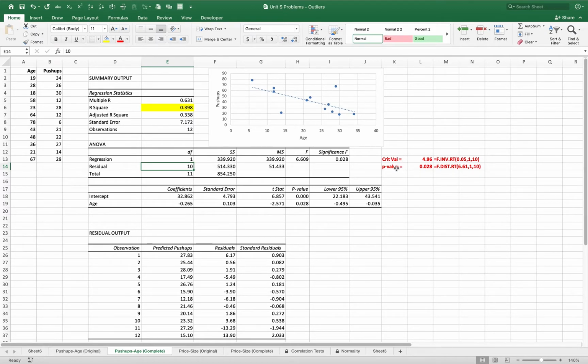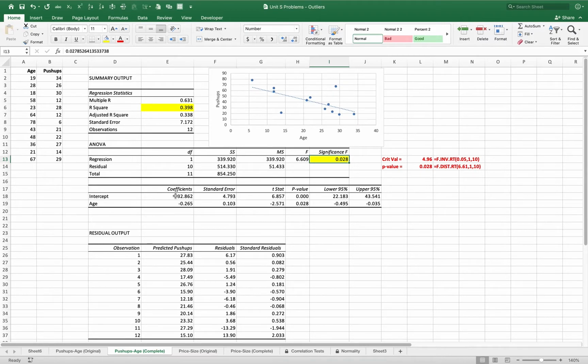And the p-value then turns out to be 0.028. So that's significant at a 5% level. And here's the function that we would use. It's an F.DIST.RT. The arguments are the 6.61, which is this F star value right here, and then the same degrees of freedom as we had for the critical value, which are found right here. So 1 and 10. So that gives you then 0.028, and that is your p-value, pardon me, and that is less than an alpha of 5%. So that means that age is a significant determinant of push-ups.